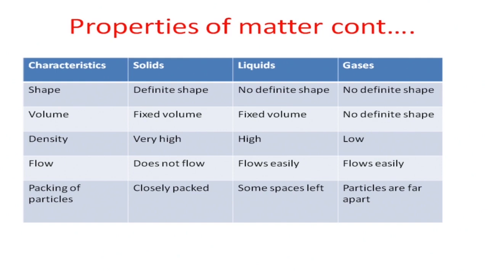The answer should be, first of all, what's the shape of the glass? A glass is cylindrical. Therefore, if the glass is cylindrical and you have poured water in the glass, definitely the shape of water is also going to be cylindrical. Conclusion: liquids have no definite shape, but they take up the shape of the container in which they are confined.